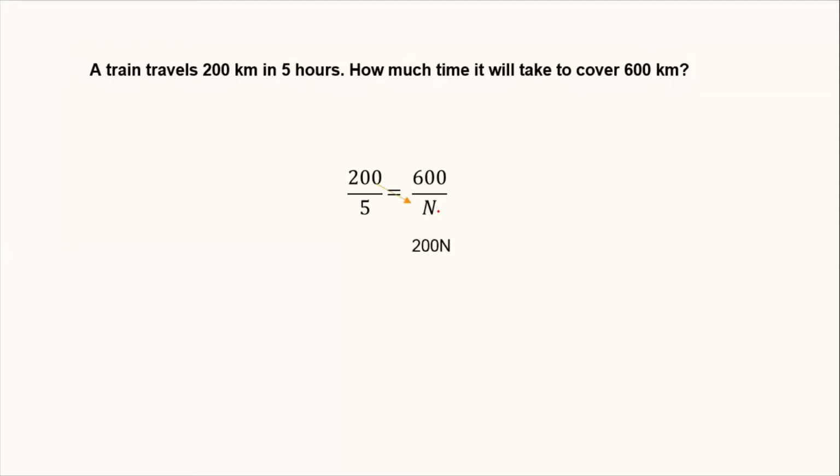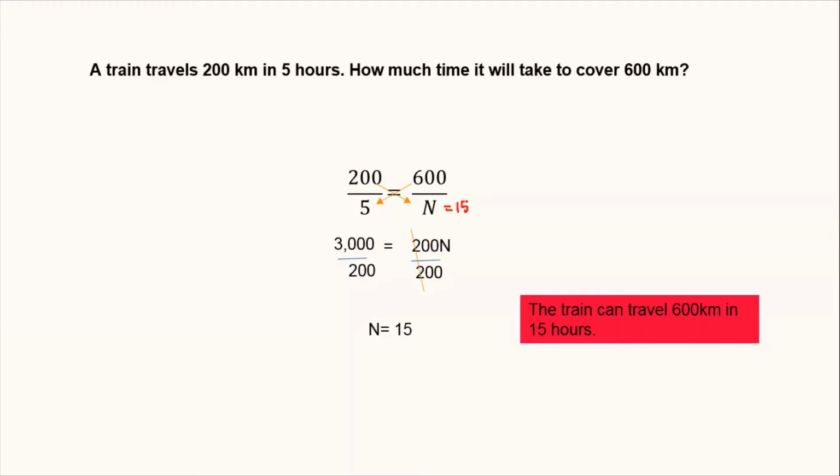200 times n, that is 200n. 600 times 5, that is 3,000. What's next? We're going to divide them by 200 so that we can cancel 200 and n will be left. So 3,000 divided by 200, the answer is 15. So n here is equal to 15. What is 15? 15 hours. So the train can travel 600 kilometers in 15 hours.